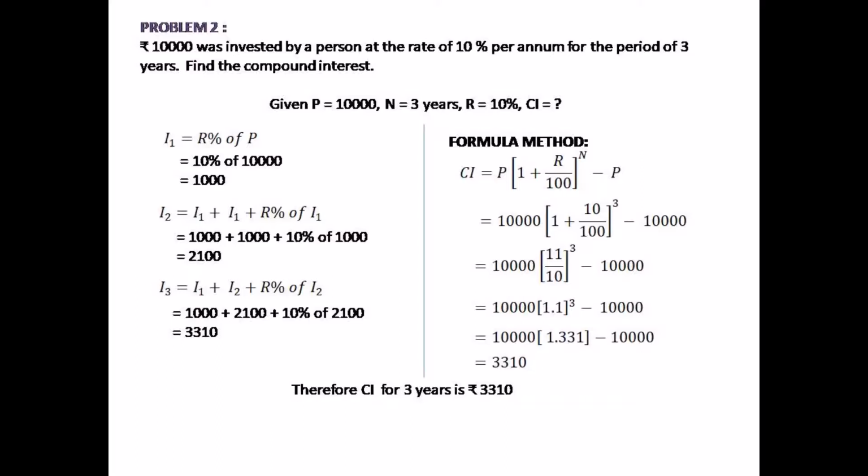Gives I2 is 2,100. I3 equals I1 plus I2 plus R% of I2. That is 1,000 plus 2,100 plus 10% of 2,100. Gives I3 is 3,310. Now let's solve by the formula method. CI equals 10,000 into (1 plus 10 by 100) on the whole power 3, minus 10,000. On solving we get CI is 3,310. Therefore CI for 3 years is rupees 3,310.